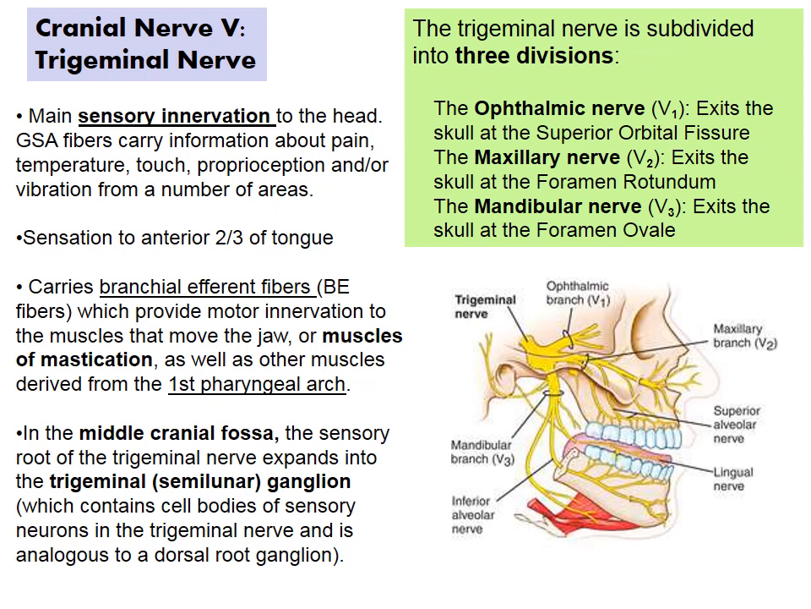In the middle cranial fossa, the sensory root of the trigeminal nerve expands into the trigeminal semilunar ganglion, which contains the cell bodies of sensory neurons in the trigeminal nerve and is analogous to the dorsal root ganglion. So here we see that semilunar or trigeminal ganglion. And remember, all 3 of these divisions are bringing sensory information in.